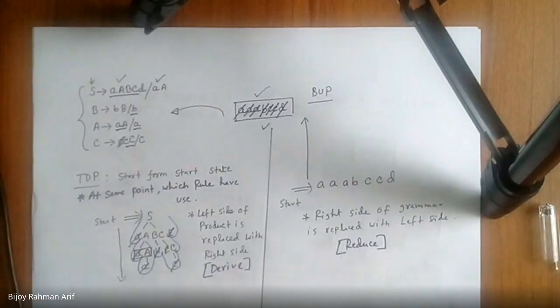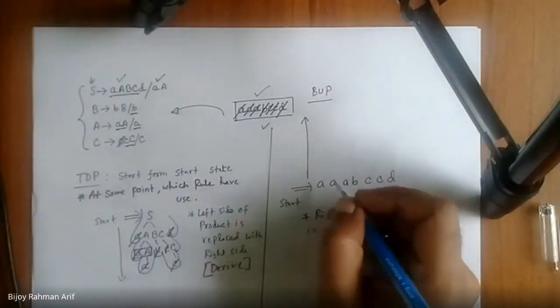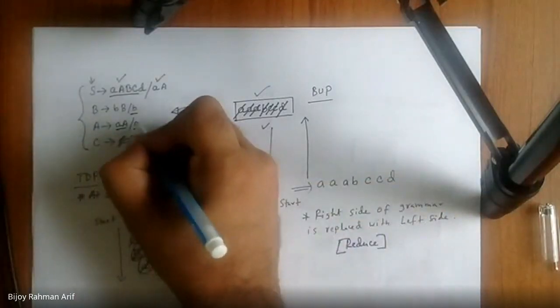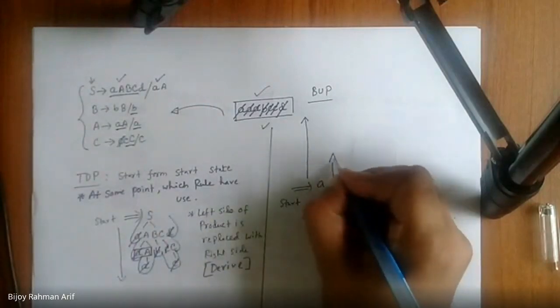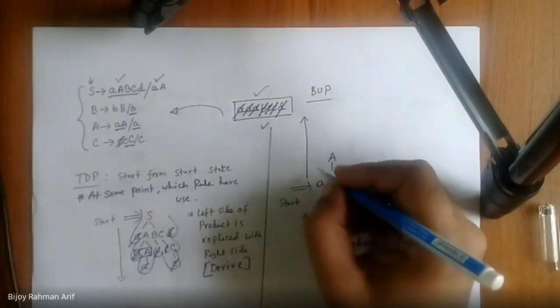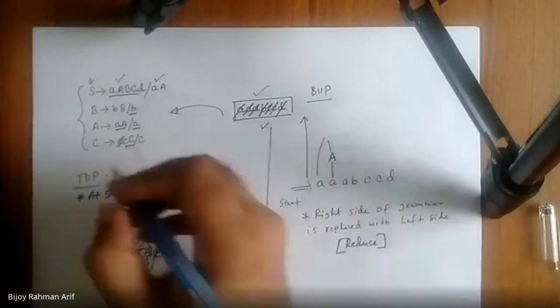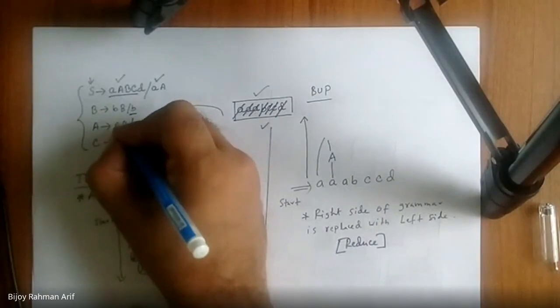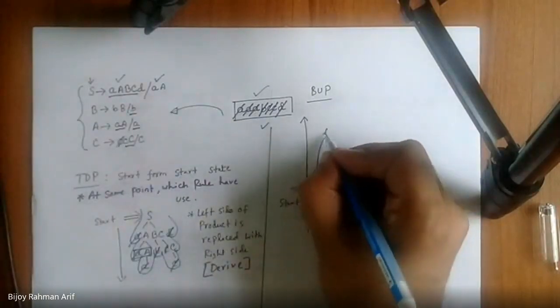Is that clear to you? Yes, sir. So how can I do that? Initially, I'm going to take this right hand side A and reduce it to A. Then I'll take this A and make it capital A. So I will take this right hand side and make it the left hand side A.